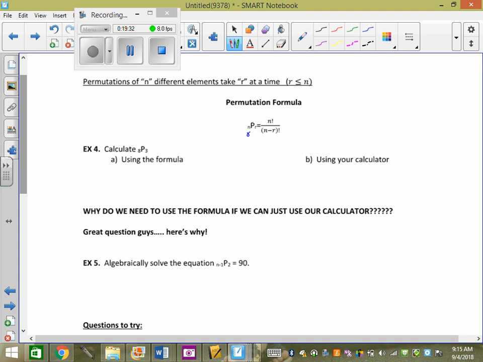I have the 8 in the n spot, the 3 in the r spot. What that means is I have 8 objects, the order matters, and I'm picking 3. So that's like having an 8-letter word, and I'm making a 3-letter word from it. I'd have 8 letters, but it's 8P3 because the order in which I put those 3 letters matters. It changes the word, right?